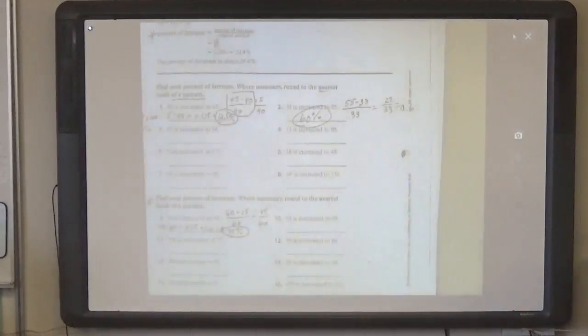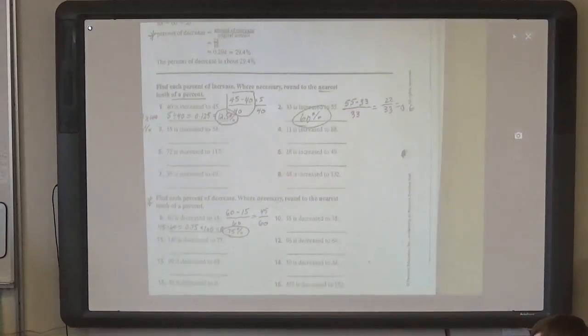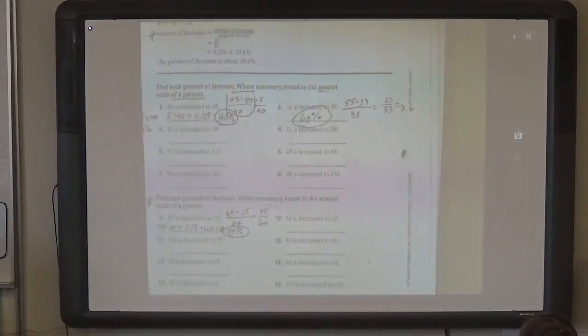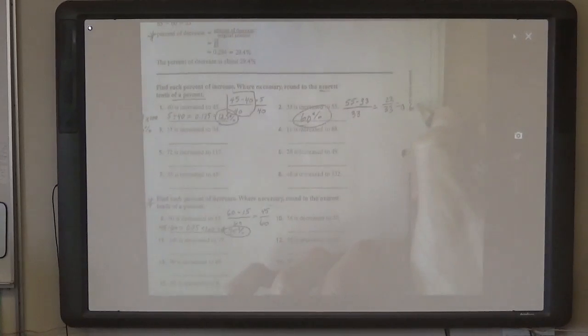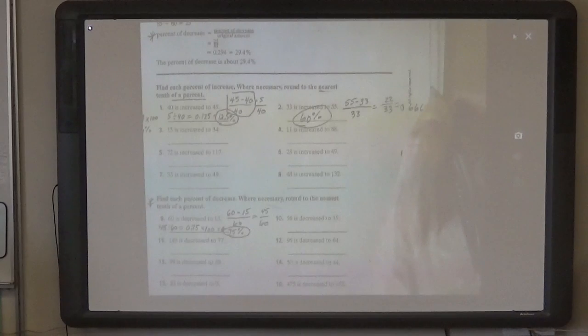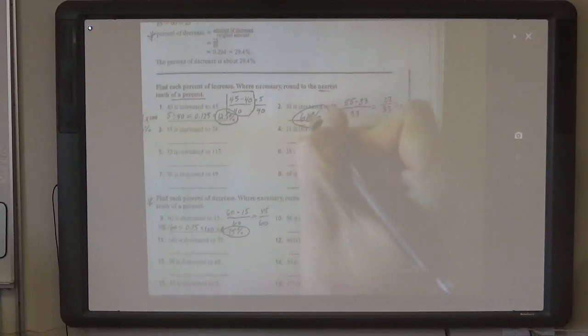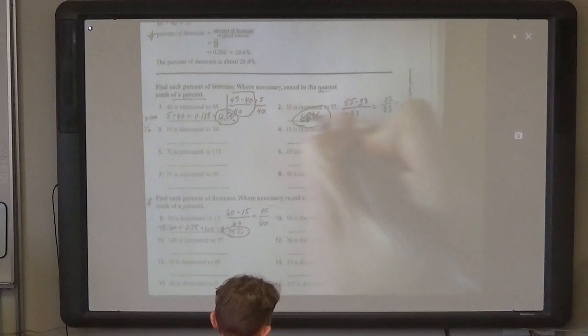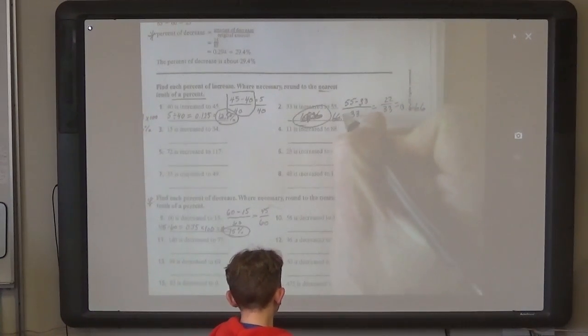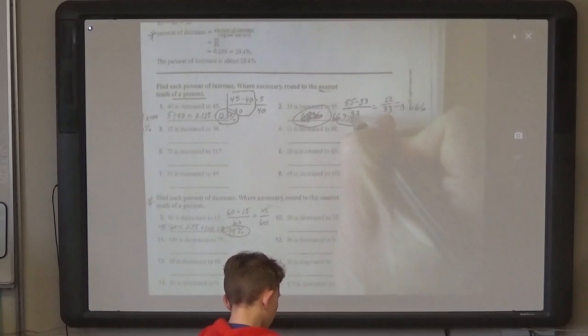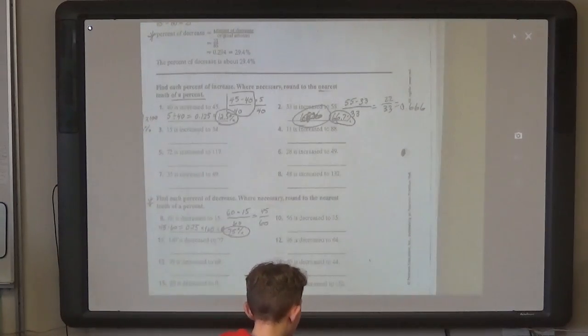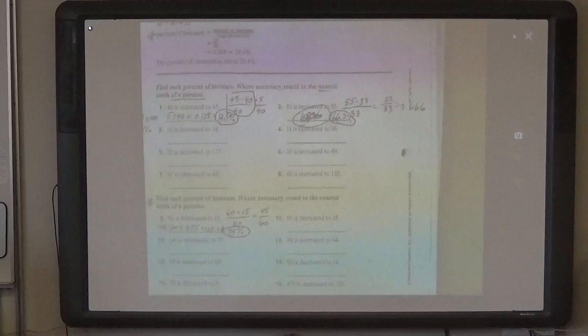Okay? Bryce: Isn't 22 over 33 simplified to 2 over 3? It is 2 over 3. Yep, so 0.6 repeating. Very good. So then this is 66.6? No, this should be 66.7%. Good call. Good catch, Bryce.